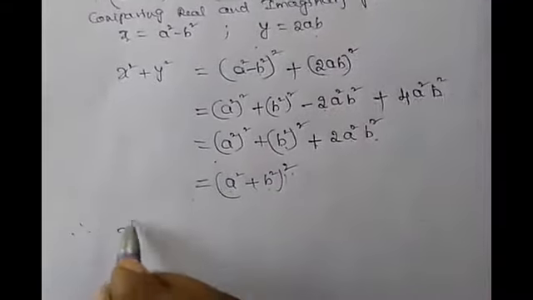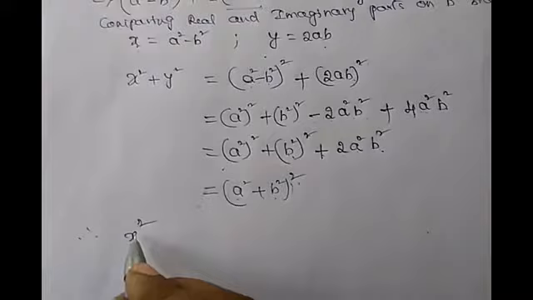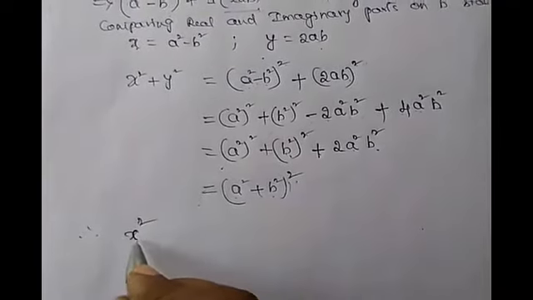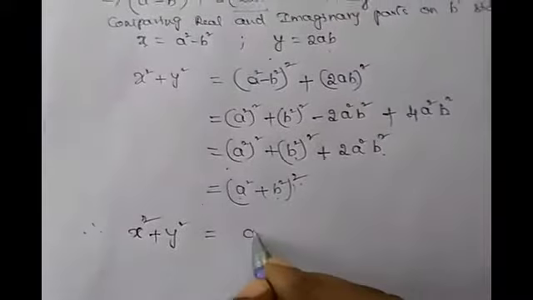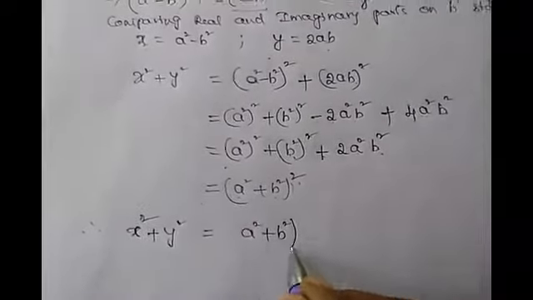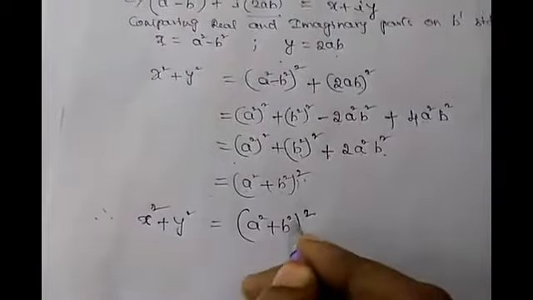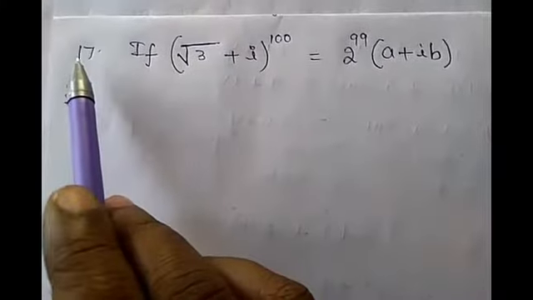Therefore x square plus y square is equal to a square plus b square whole square. Hence proved. Next problem.